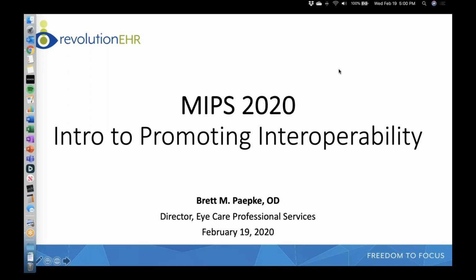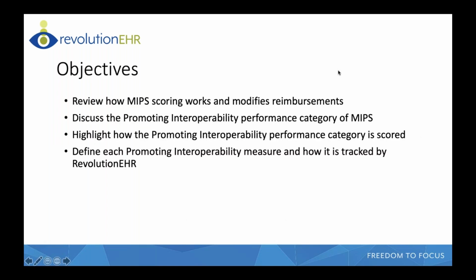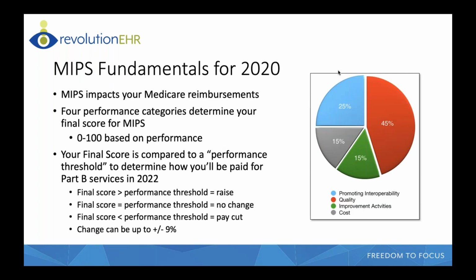That's promoting interoperability. So our goals here are going to be fourfold. We want to review how the MIPS scoring system works and modifies reimbursements, just to provide that background information to anybody who may be new to the topic. We want to discuss the promoting interoperability category of MIPS. We want to highlight how promoting interoperability is scored. And then we want to define each measure within promoting interoperability and how it's tracked within Revolution. So the hope is we leave this discussion with a better understanding of the workflows that are required to see the numerators and denominators trigger for the few numerical measures that we need to pay attention to.